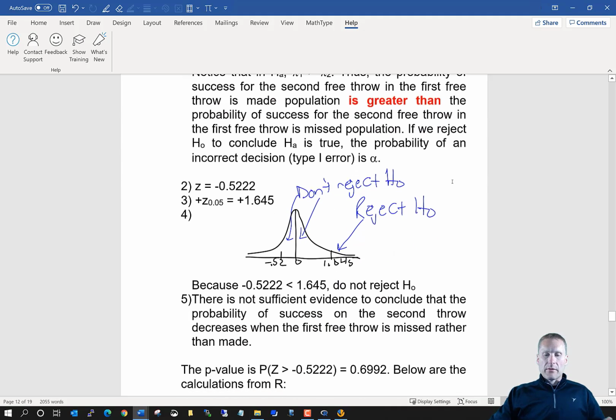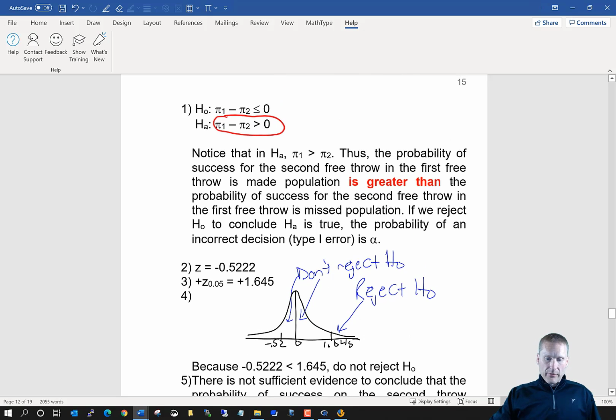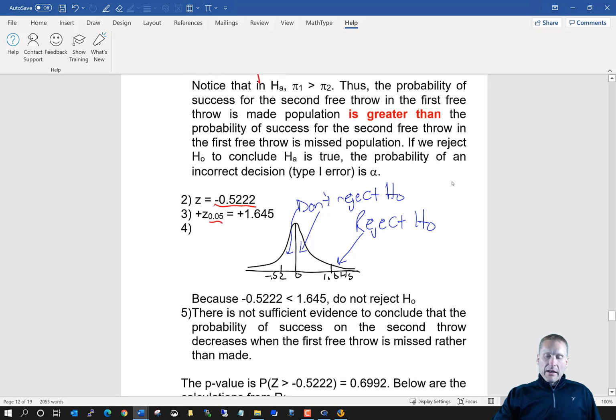Okay, so let's say we did the test that way now. So this is a right-tailed test. Our test statistic, though, is negative 0.52. Our critical value, since it's a one-tailed test, a right-tailed test, is the positive critical value. And since it's a one-tailed test, then I do not take alpha divided by 2. I just have an alpha there. And so I get a positive 1.645. And here's a little diagram showing what's going on.